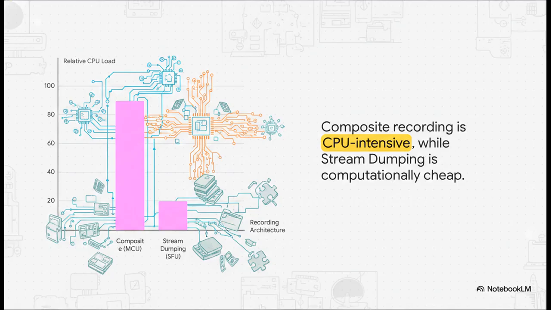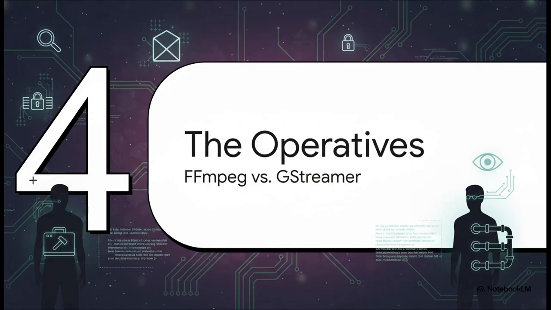And this right here, this is the fundamental trade-off. Composite recording is an absolute beast on your CPU because you're decoding and re-encoding all those streams in real time. But you end up with one small, easy-to-manage file. Stream dumping, on the other hand, is super light on the CPU, but it just eats up your storage with all those raw files. And trust me, you'll need a ton of complex post-processing to get them all synced up for playback. So, with those two architectures in mind, it's time to meet our operatives.